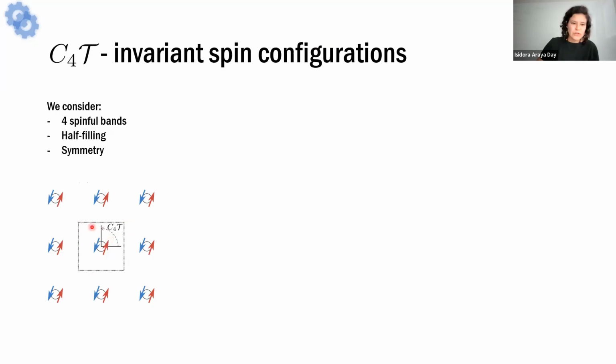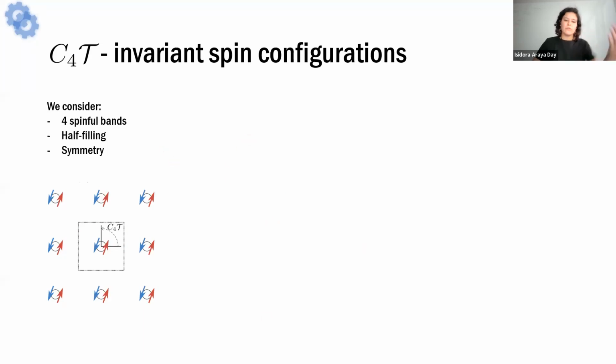So this square here is a unit cell, the circles are the atoms, and we see that if we apply C4T on a red spin, we will get the blue one, and if we apply C4T on the blue one, we will get the red one. And so this one is a C4T invariant configuration, just like we saw before with the SSH chain.